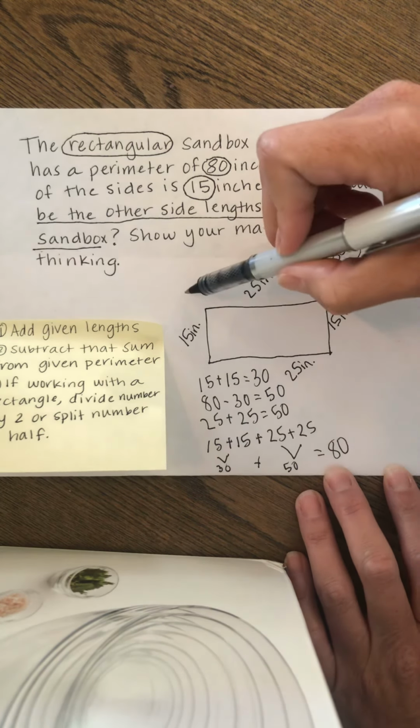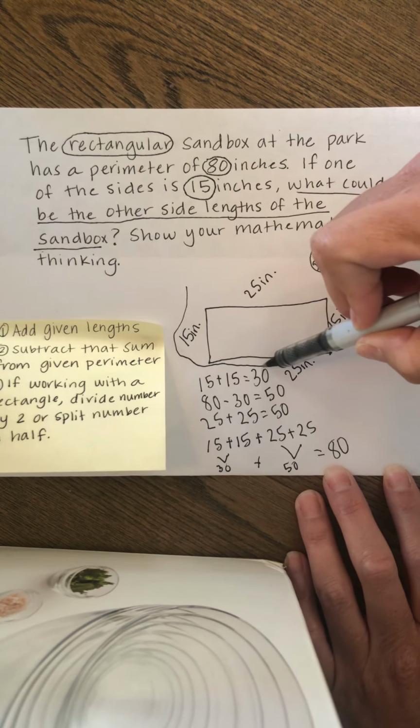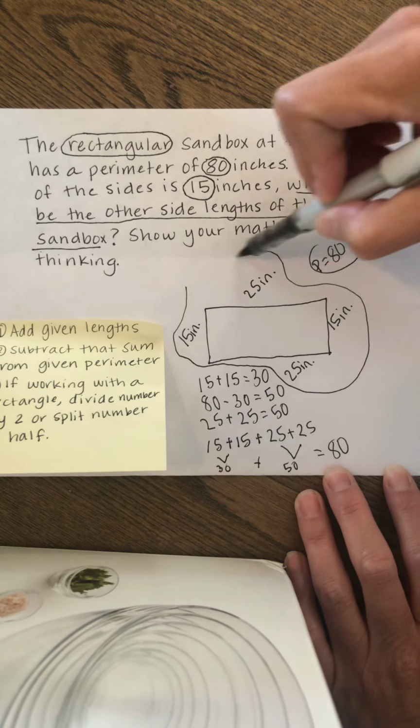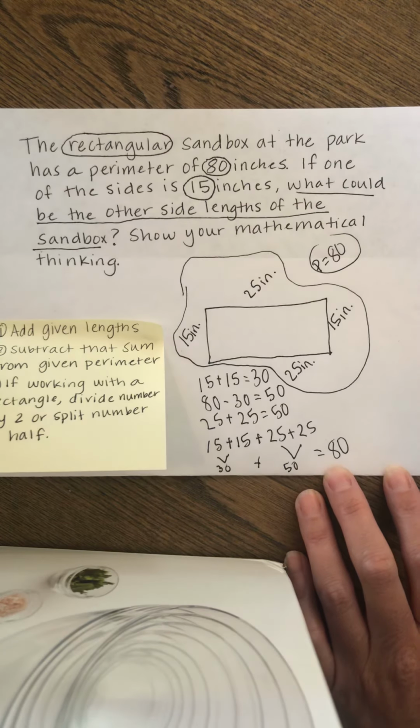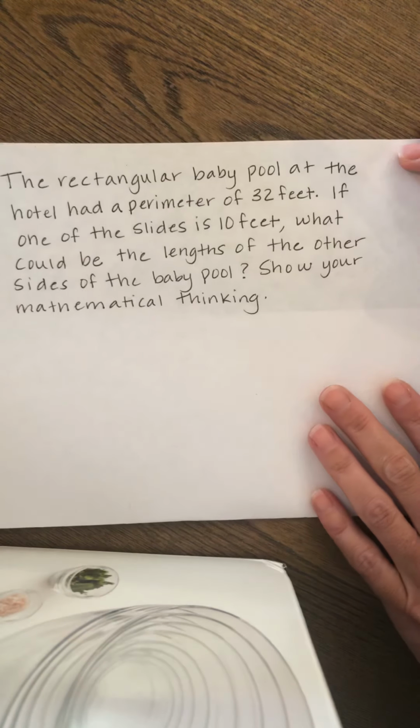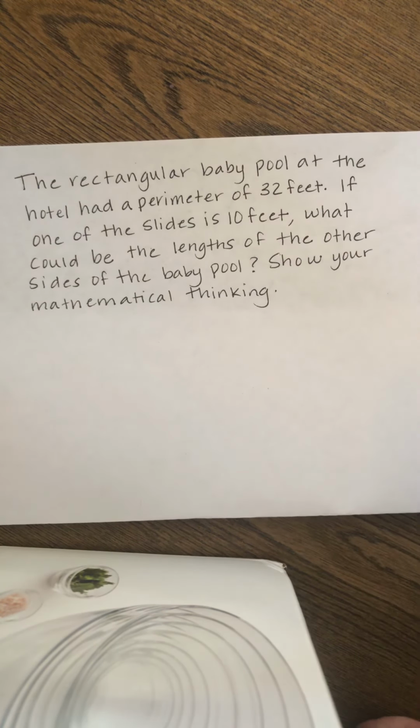I also like to go ahead and circle my answer so that whoever is grading it knows what my answer is. Now what we're going to do is you are going to try one on your own. So after I read this problem aloud to you, you are going to press pause on the video and work it out yourself. Then you're going to press play and check it with me.